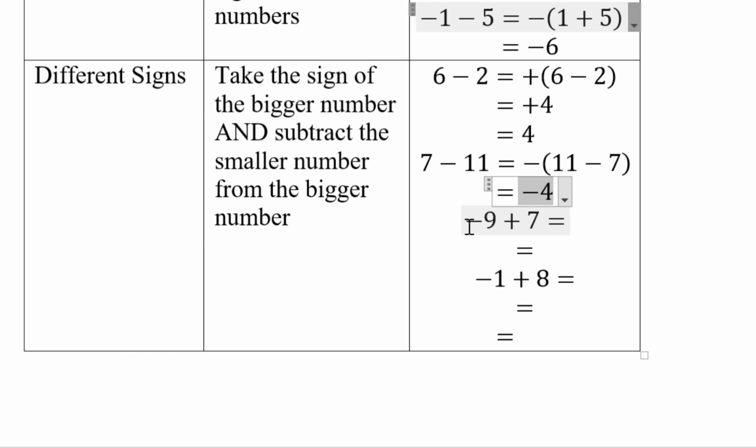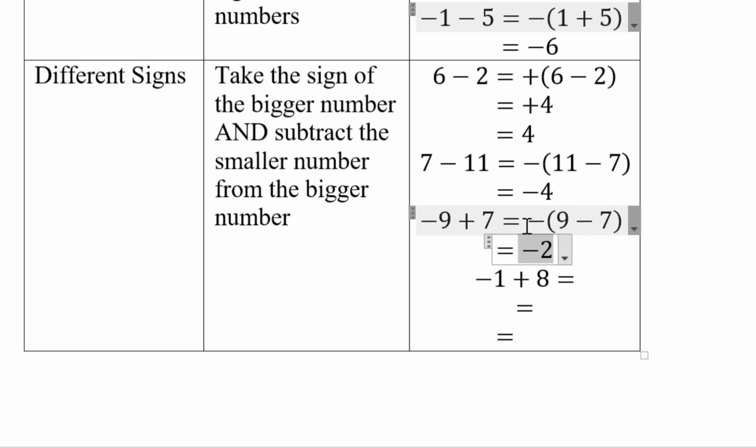Another example, -9 plus 7. Of these two, 9 is the larger one and it has a negative sign, meaning the answer must have a negative sign. Then take 9 minus 7, you get 2. So the answer will be -2.